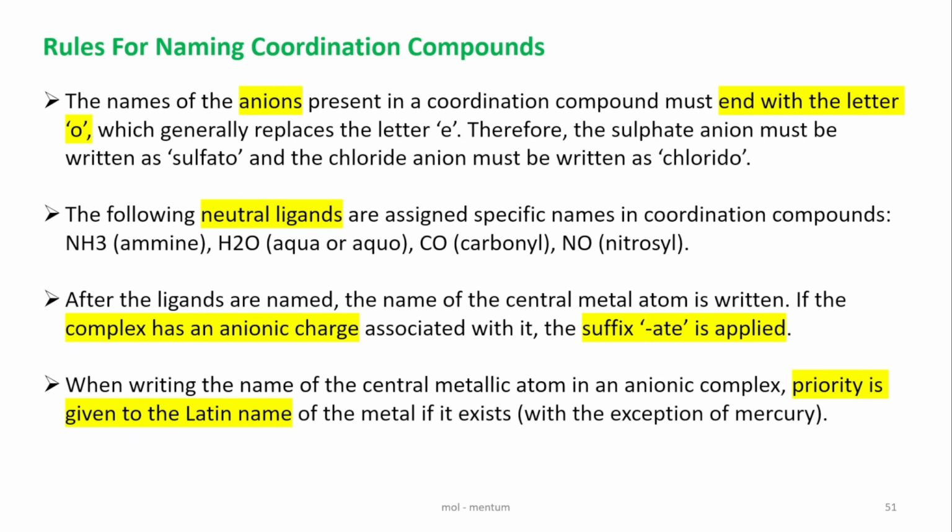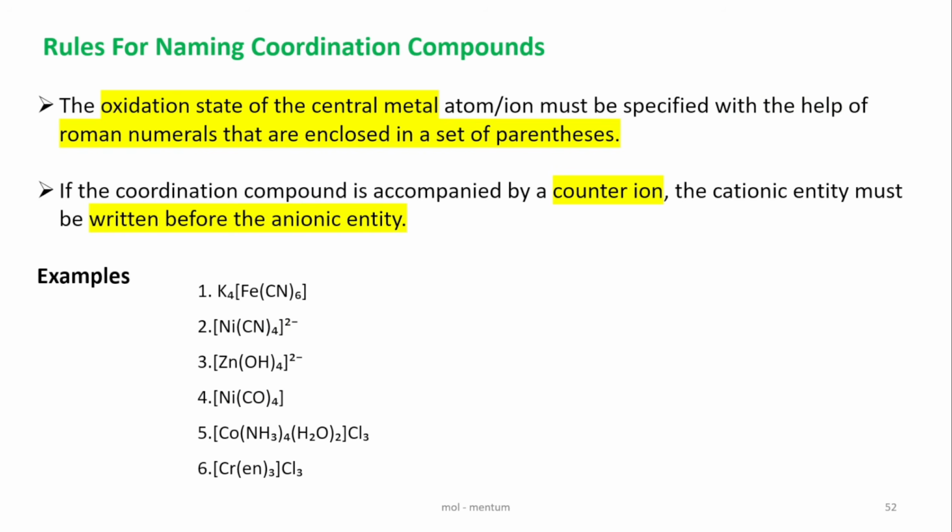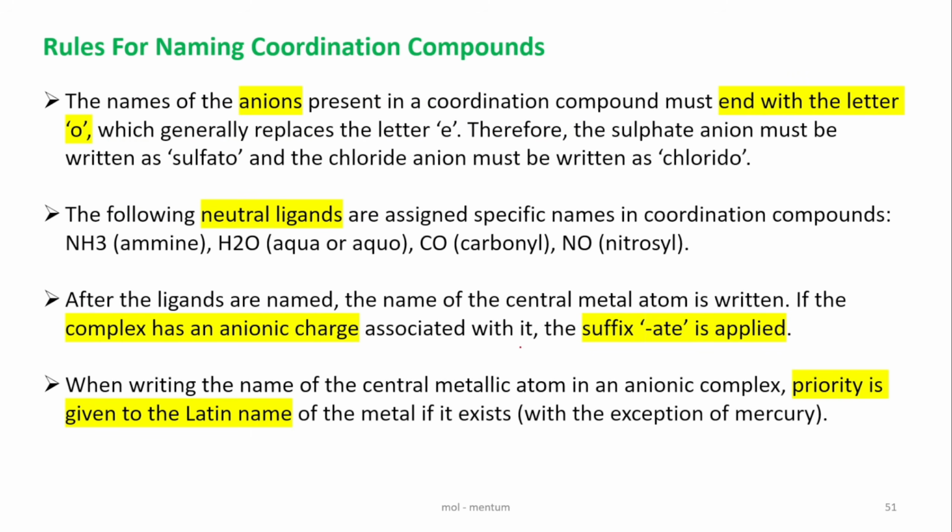You take any Latin name, like we have for copper. We will discuss this example. So we write cuprate, and so on. Okay. So the exception is mercury. We don't write hydrargyrate for Hg. We only write mercurate.